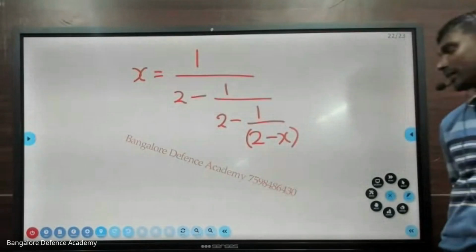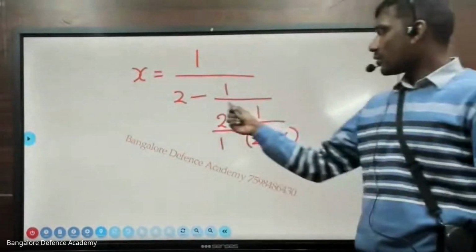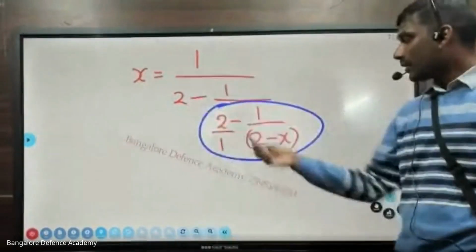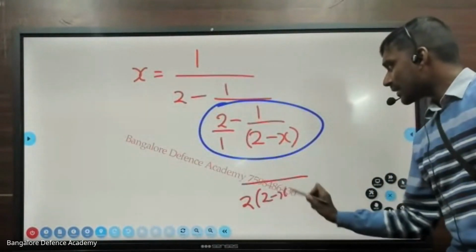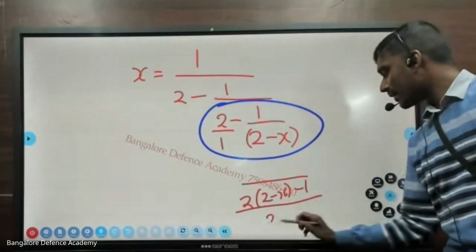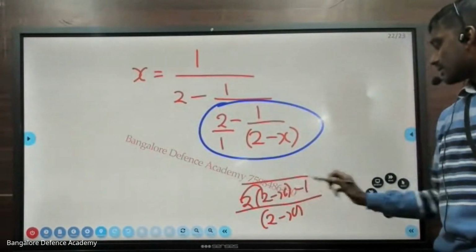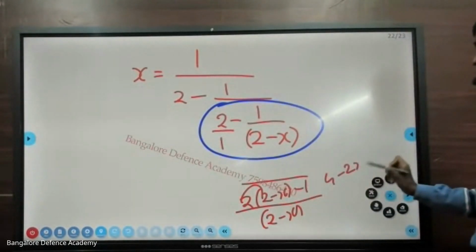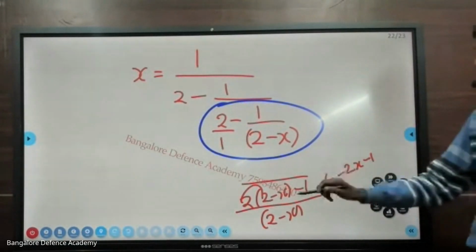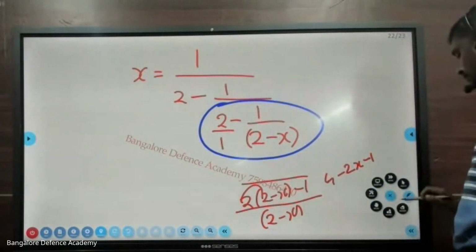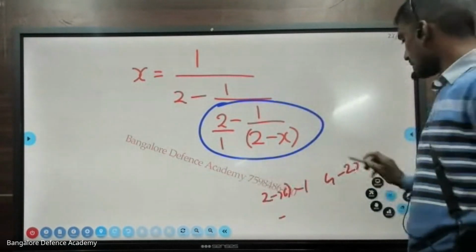Okay, fine. So look at this. How to solve? This is 2 by 1. So first solve from here, this denominator. This becomes 2 into 2 minus x minus 1 divided by 2 minus x. 2 into 2 is 4, 4 minus 2x, minus 1. 4 minus 1 gives you 3. So 3 minus 2x by 2 minus x, you get it. Correct? 3 minus 2x.